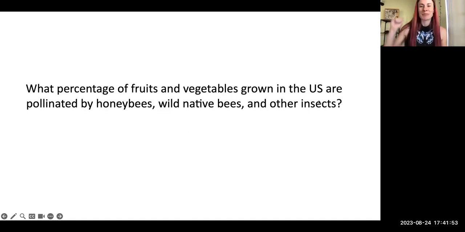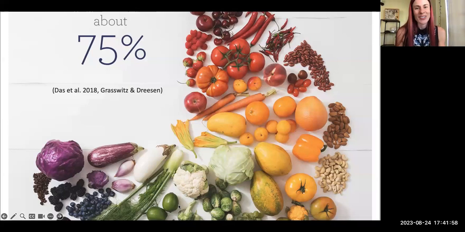Nice. I like the optimism, 95%. That's really cool. It's actually about 75%. Now there is some research that shows between 70 to 80%, but if we want to be conservative, around 70 to 75%. So a lot of things are pollinated by insects.